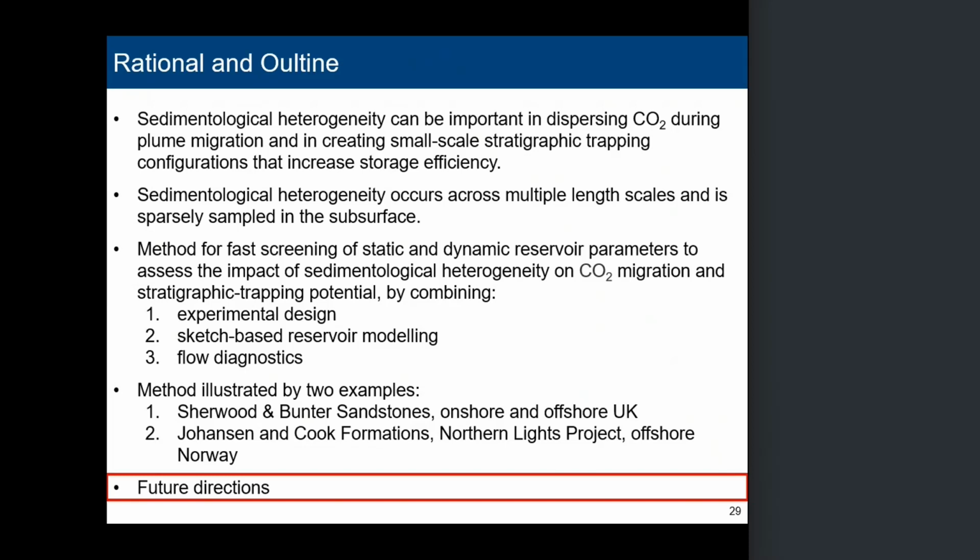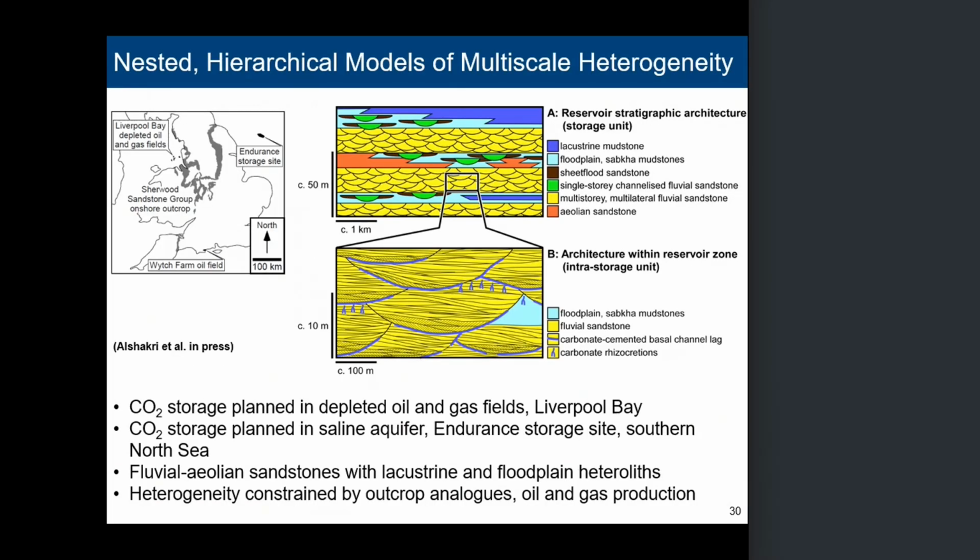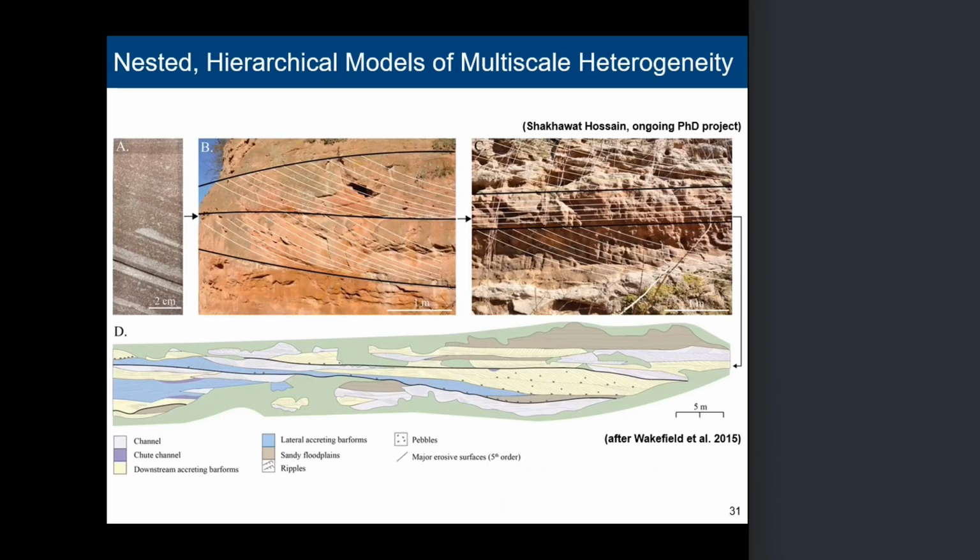So just to give you a few ideas about where this is going and where we're taking this now. One, we're going back to the Bunter sandstone as a case study example. But I mentioned before the idea of building models at different scales and linking them together. In this case, in Jafar's work, he got down to this kind of scale, but there's plenty of heterogeneity at smaller scales we could characterize. And that's something that Shakamat is working on as part of his PhD.